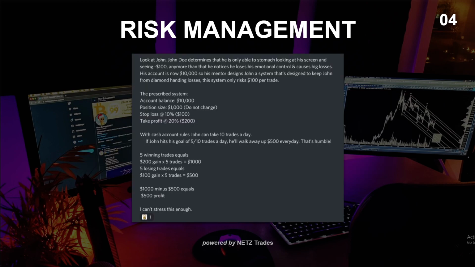So moving on, here's an example that I took from the Discord. I think Ola, one of the admins, posted this, so definitely check it out. If you want to pause the video and read through this, go ahead. It's an example of how powerful risk to reward really is.